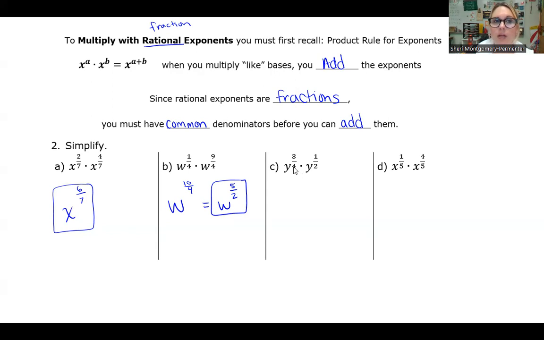The next problem. Do I have like denominators? No. So how can I make like denominators? What should I do? Multiply this one by 2 over 2. And if I do that, then I get 2 over 4, and I do have like denominators. So I get 3 plus 2 is 5 over 4.